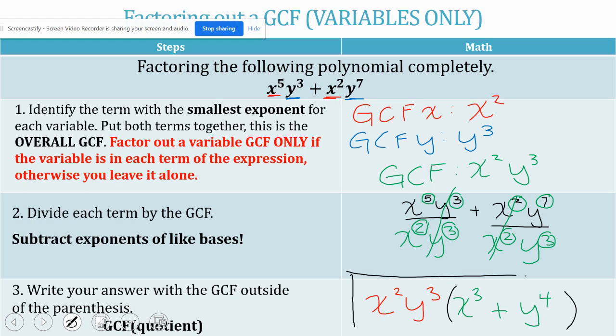Remember, you can always distribute to check, which we can do real quick. X squared times x to the third would give us x to the fifth. And then we don't have a y to multiply, so we would just bring it up, y to the third. And then x squared, y to the third times y to the fourth. We would add our exponents just for the y, which would give us our second term. Good. All right, let's take a look at two more examples just so you can get the hang of this.